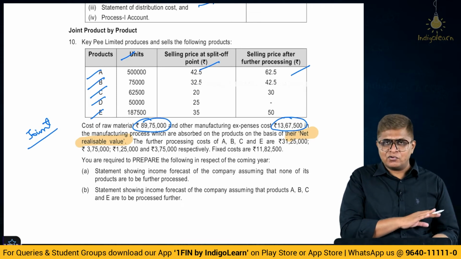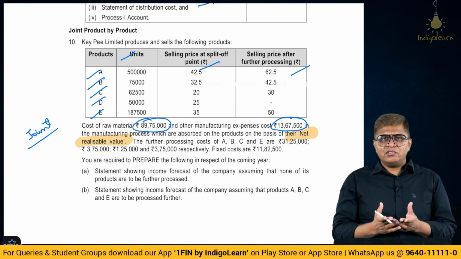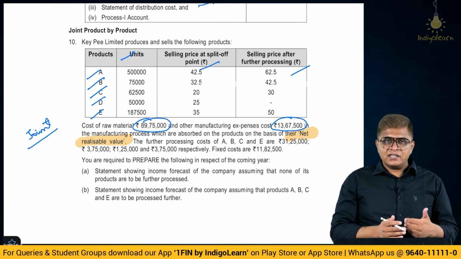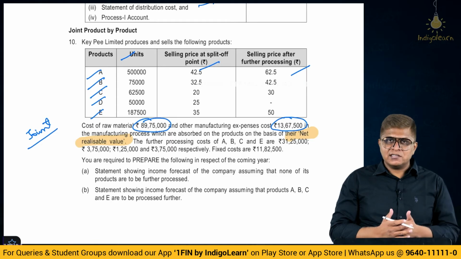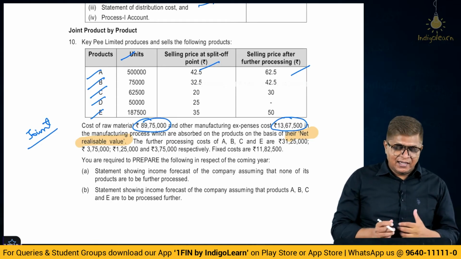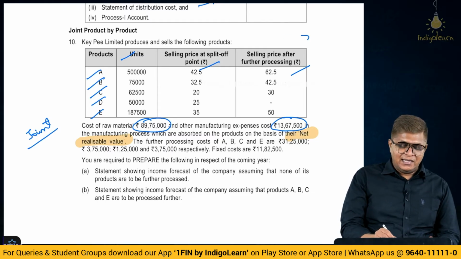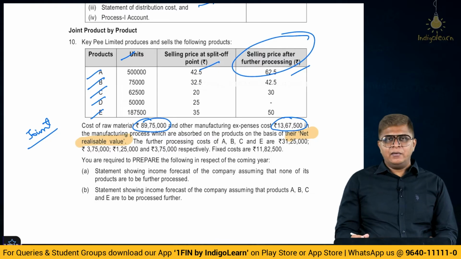Now, in this question they have not mentioned anything. We are left with no option but to make an assumption. As we go further in the question and look at the solution, we will realize that they have taken an assumption that for net realizable value, they want to take the selling price after further processing.